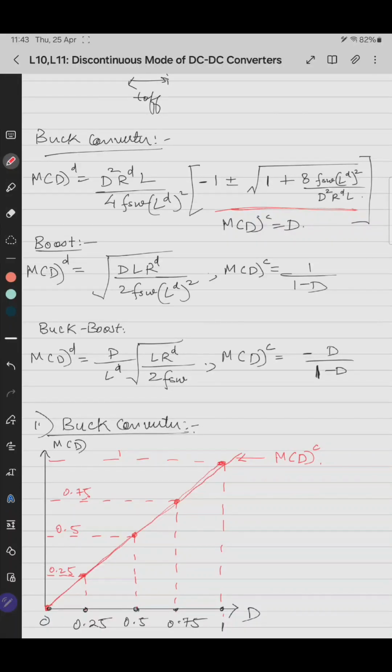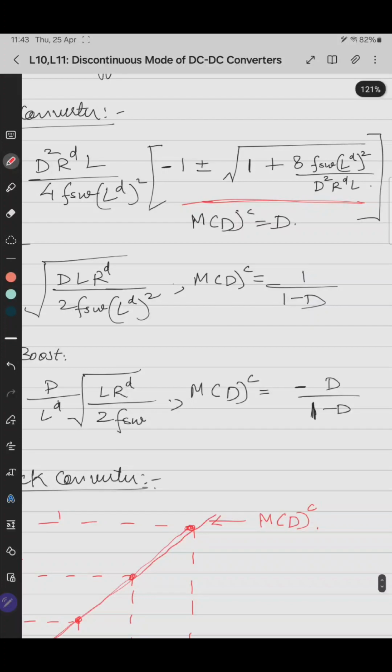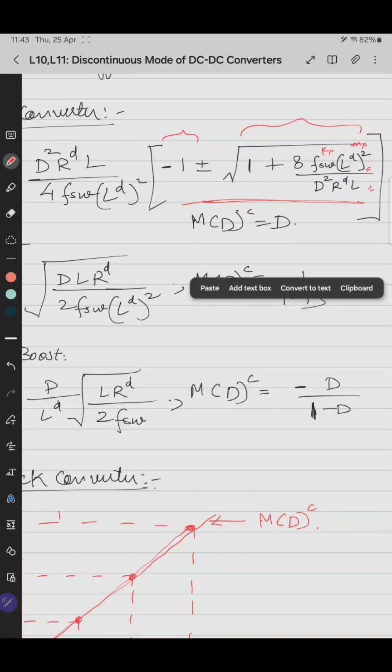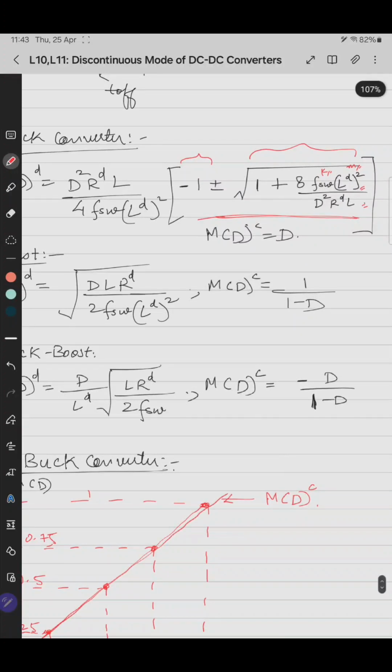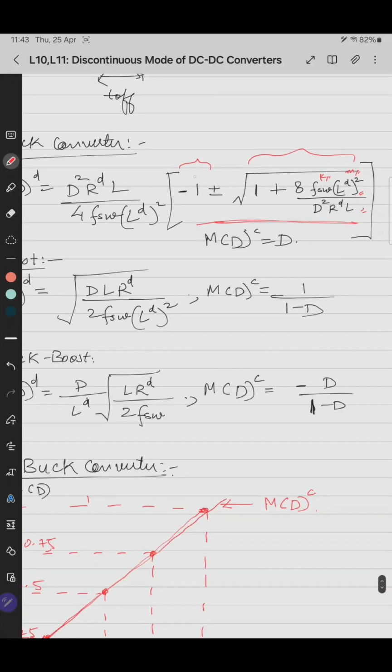Okay, so the thing is, we have to compare this expression with respect to this expression, because here it is LD square by L. So assuming that LD and L will be in millihenries or microhenries, both will be in the same range. So ultimately the L expression will be in the numerator. Let's say it is kilohertz, and this is milli. So this power will get cancelled with this power, so remaining is only 8. So 8 by d square into RDL. So this expression will be greater than this expression.